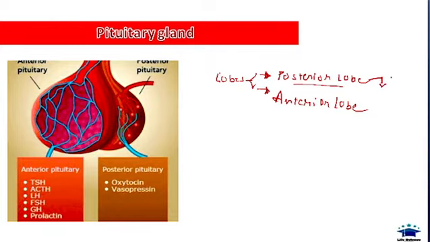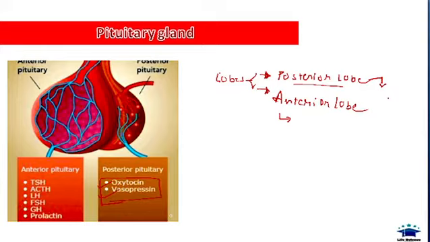So the posterior pituitary secretes those hormones which are made by the hypothalamus, and these hormones are oxytocin and vasopressin. Remember, these two hormones are released via the posterior lobe of the pituitary gland, but are made by the hypothalamus.